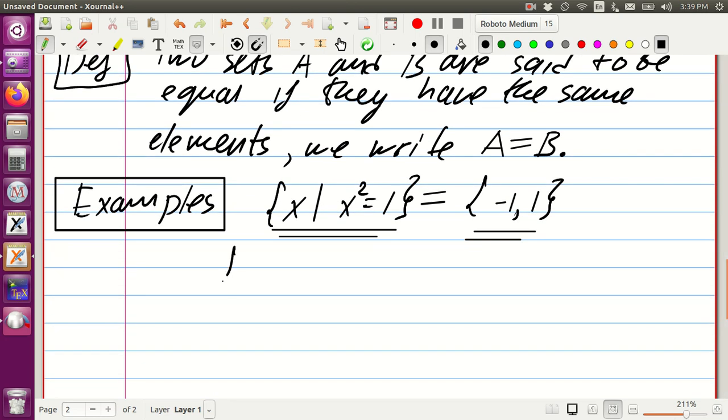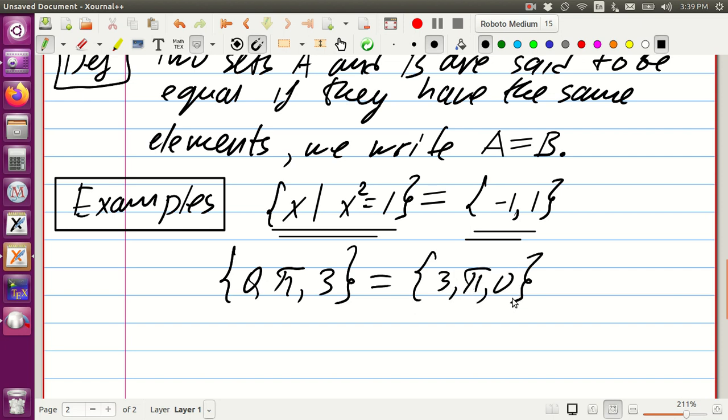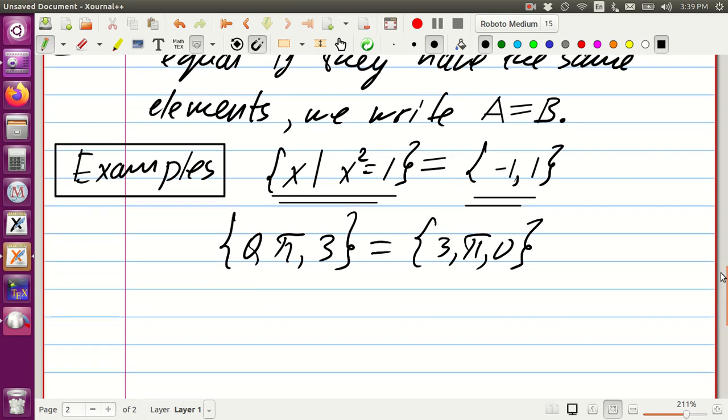In another example, we might have 0, pi, and 3. But on the right side, we might have 3, pi, and 0. Since they have the same elements, we have an equality sign to say that sets are equal. All right, so this is a situation when sets are equal. Another situation is the following.